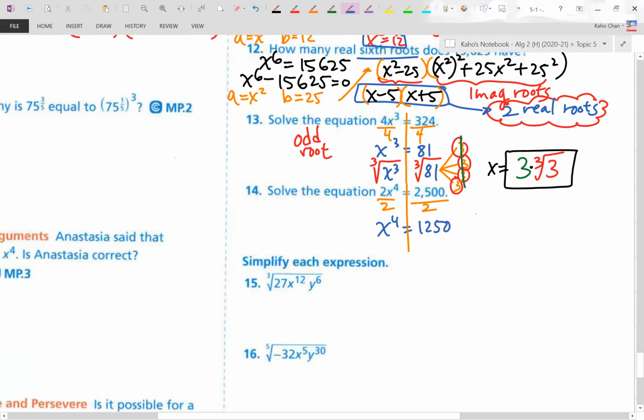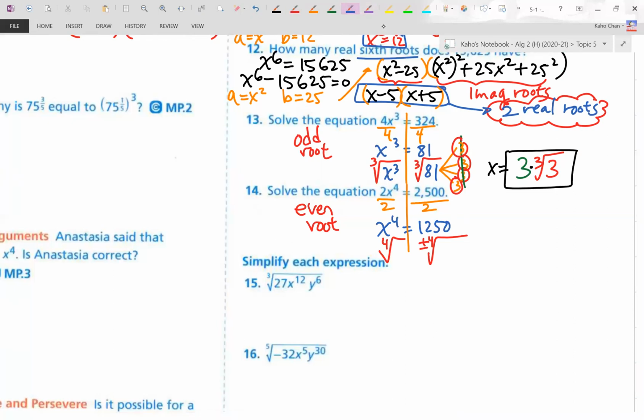1250. Uh-oh, we have an even root. If I take the 4th root of both sides, I need a plus or minus with that 4th root. 1250 is breakdownable. Let's do it. I need 4 of anything.